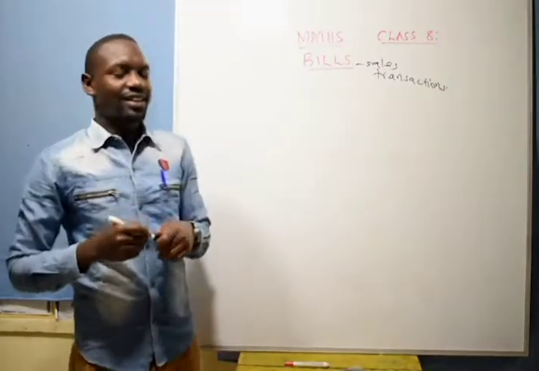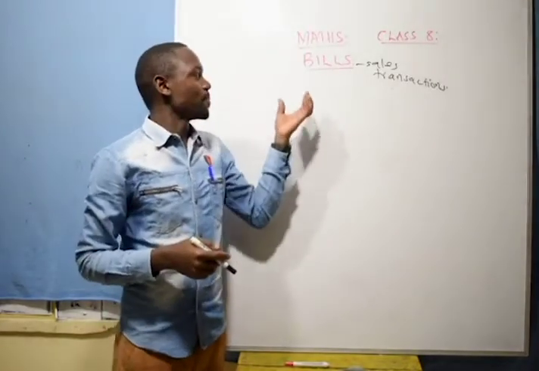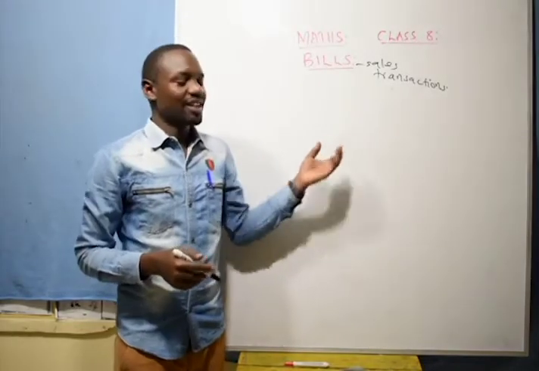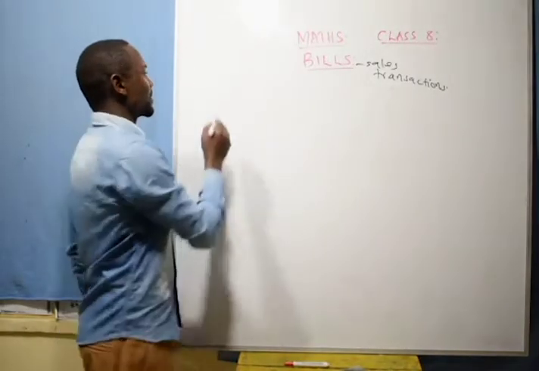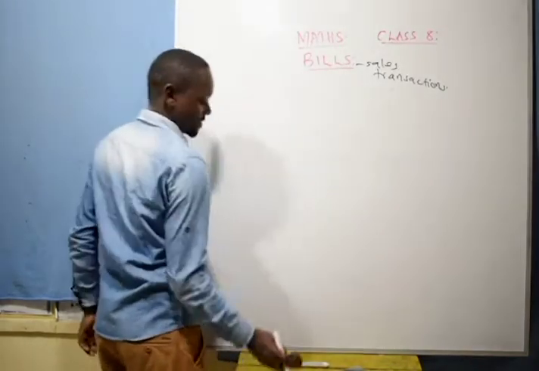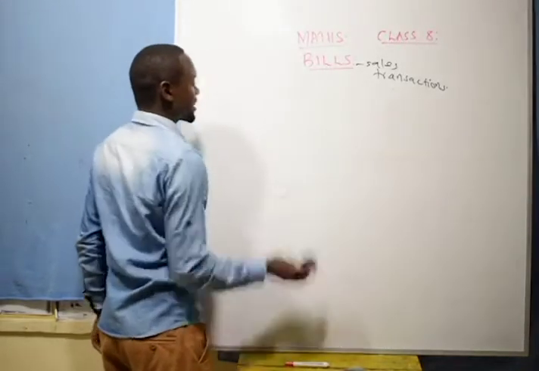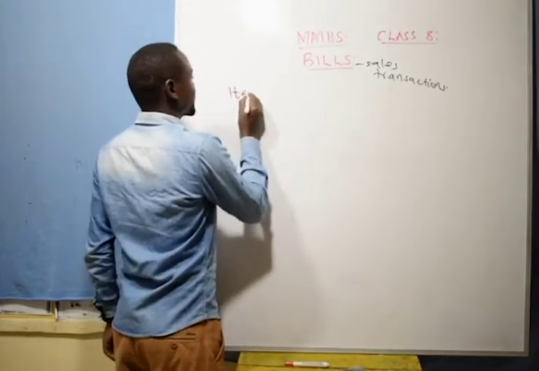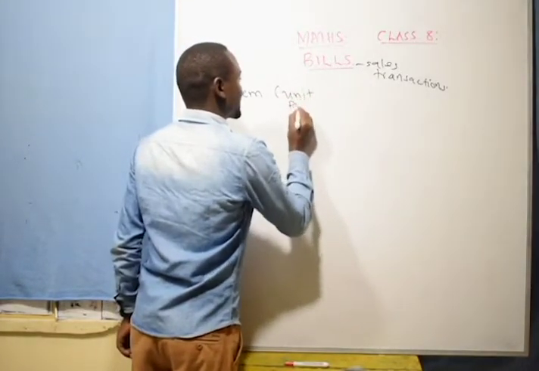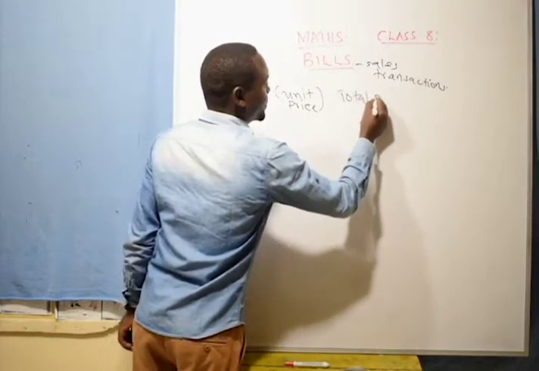In bills, you have to look at the item bought, the price per unit, that is the unit price, and the total price. So, when you are working out bills, you get the quantity of the item, then you get the unit price, that is the price per item, and the total price.